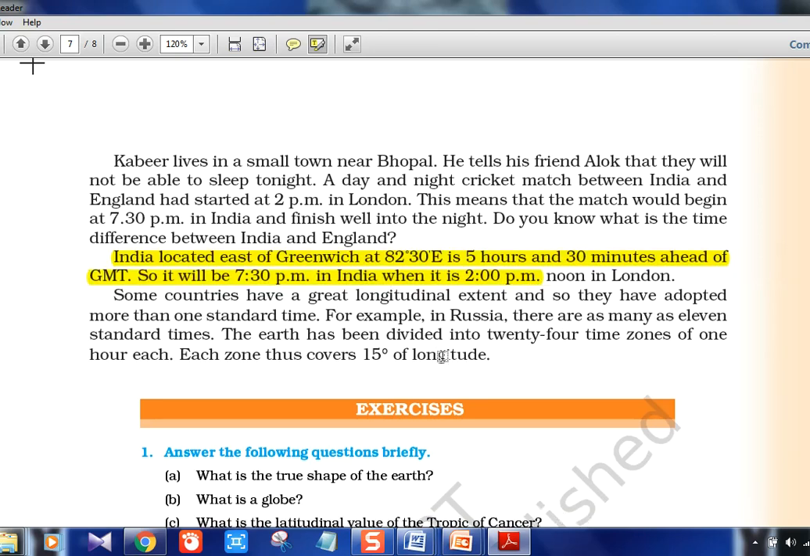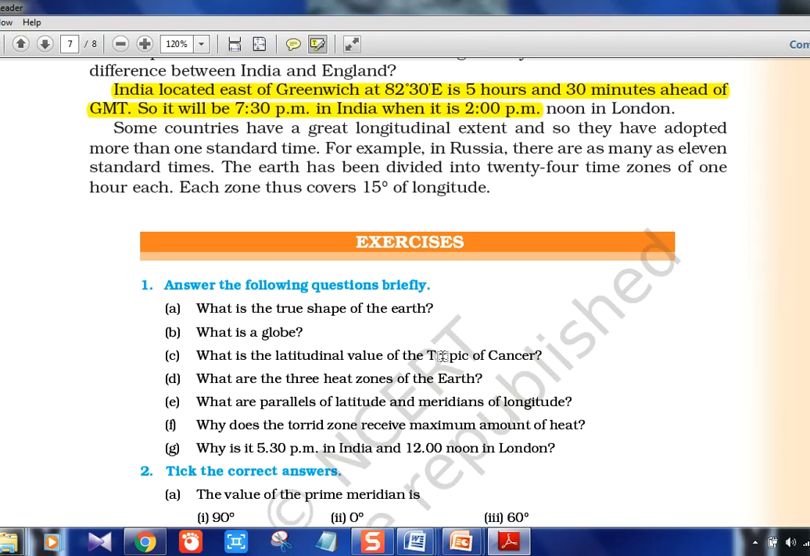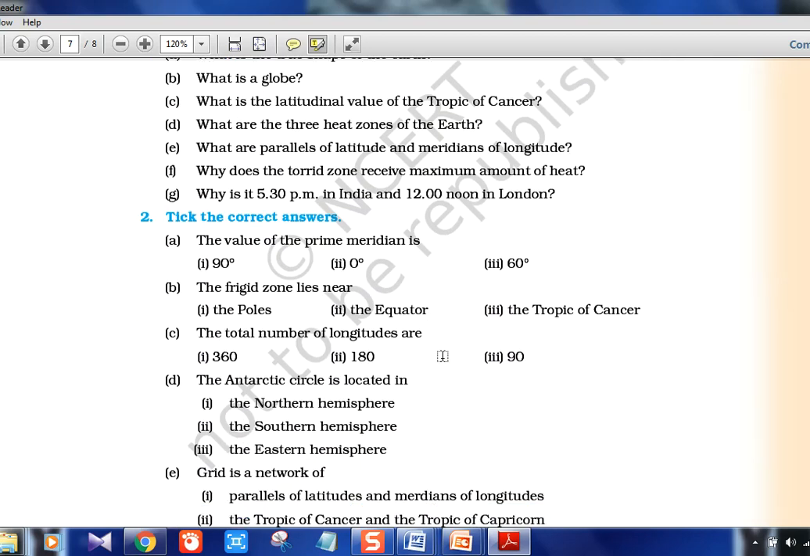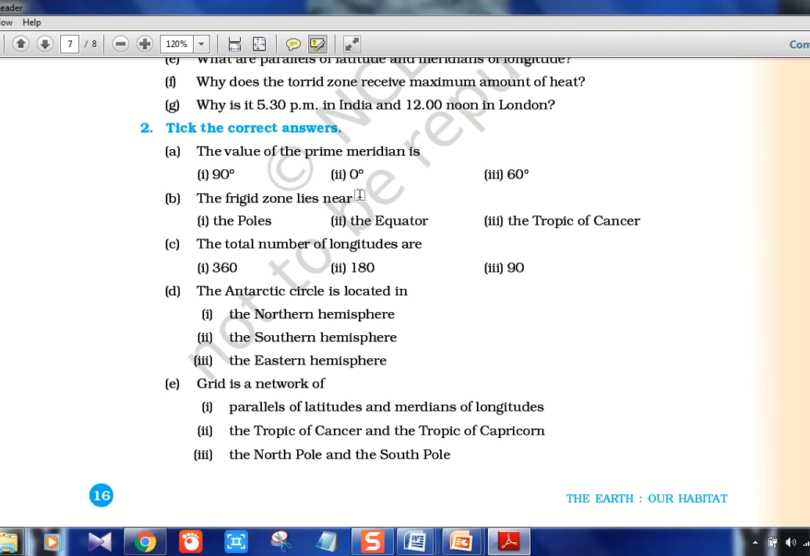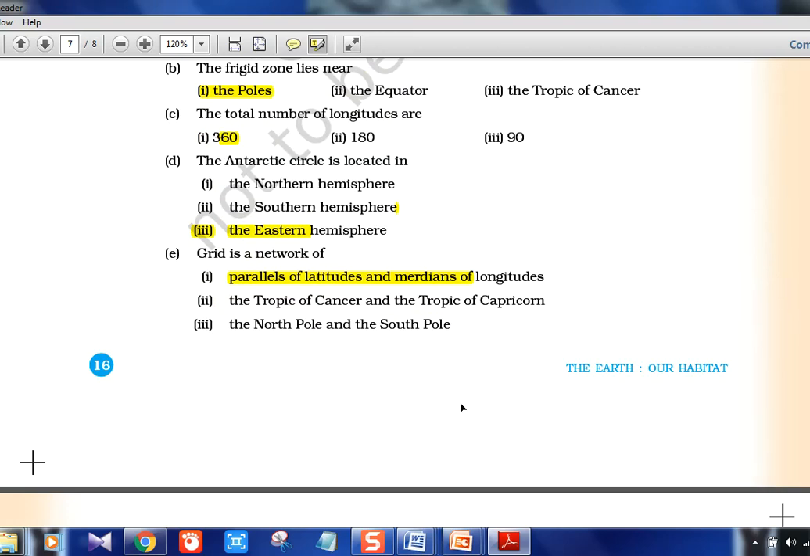That obviously you all will know, as you will be traveling across places. Again, here are MCQs kind of thing. The value of the prime meridian, the Greenwich meridian, is 0 degrees. The frigid zone lies near the poles. The total number of longitudes is 360. The Antarctic Circle is located in the southern hemisphere. A grid is a network of parallels of latitude and meridians of longitude. So that's all in this chapter.